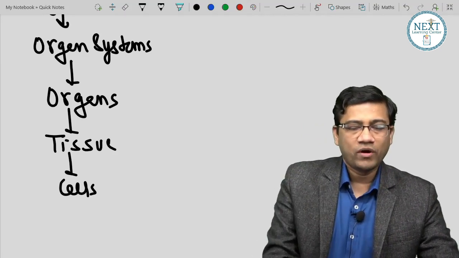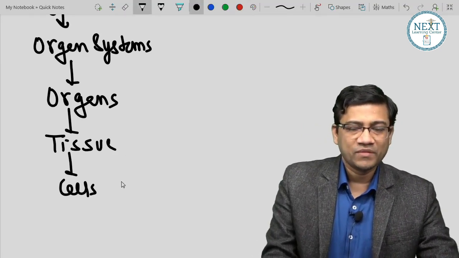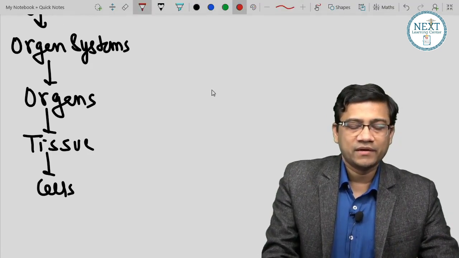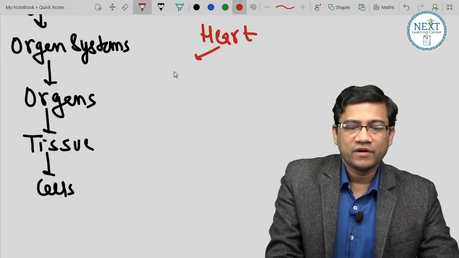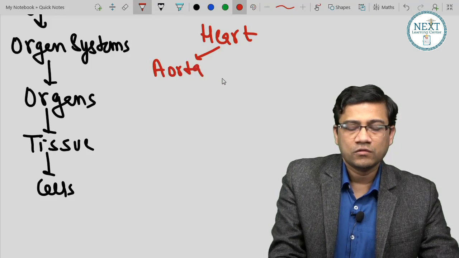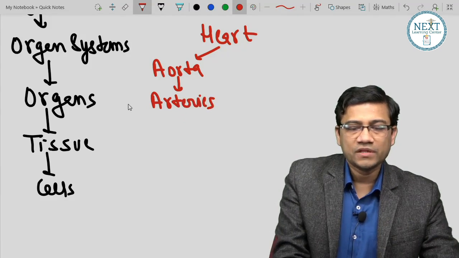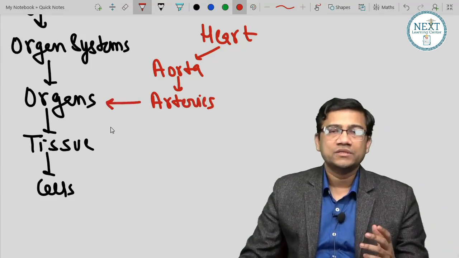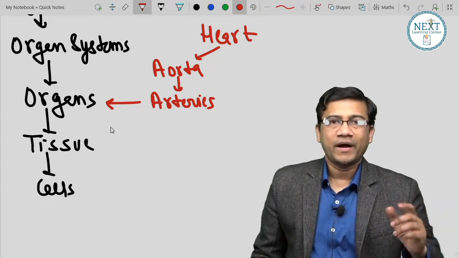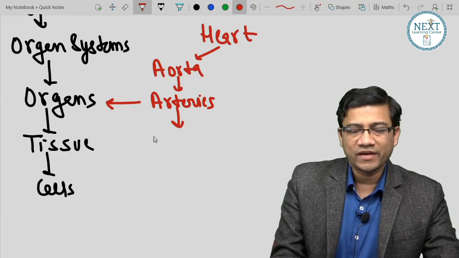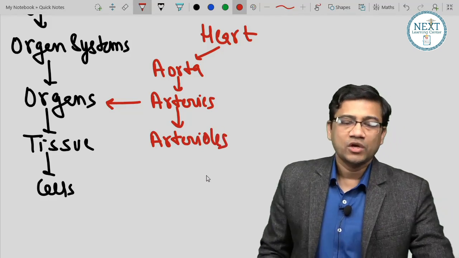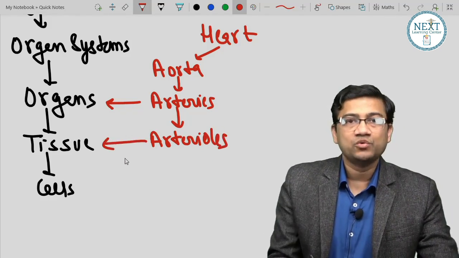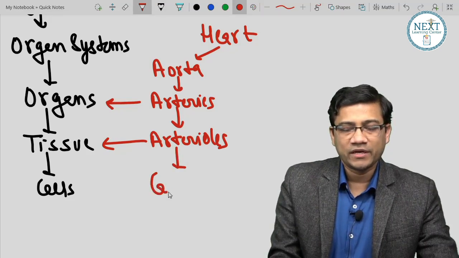Now what is the important concept here? Let's take an example, I'll take the heart. The heart gives the aorta, and this aorta then gives arteries. The arteries will supply all the organs. So all organs are supplied by which vessels? By the arteries. Arteries then branch off and give multiple other branches, and finally arterioles. So these arterioles are at what level? Tissue level, and they finally give the capillaries.